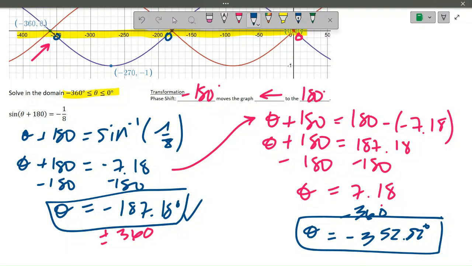All right, this is how you solve sine equations when you have a phase shift present. Remember, the order matters.